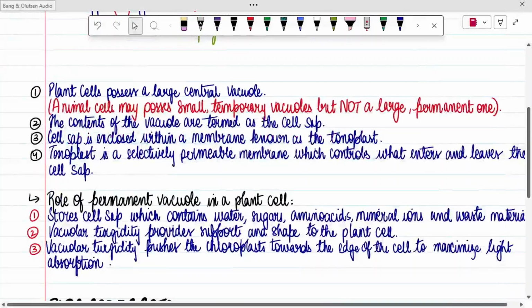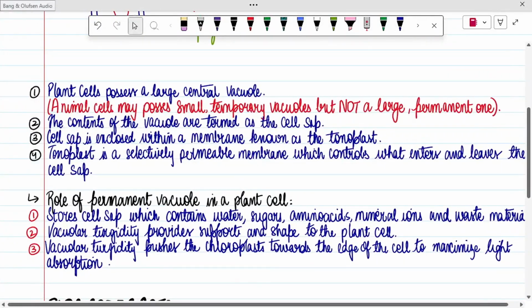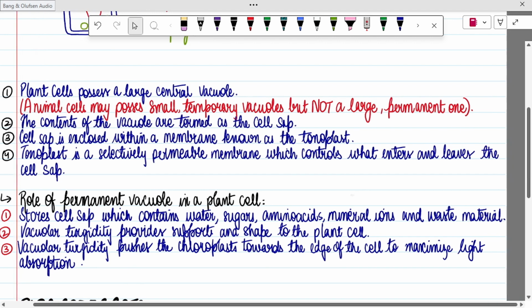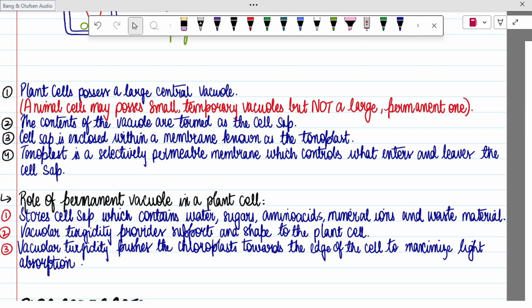Let's see the pointers. I've mentioned these down below as well. Plant cell possess a large central vacuole. Animal cell may possess small temporary vacuoles but not a large permanent one. The content of the vacuole are termed as cell sap. क्या बोलते हैं इसे? Cell sap. Cell sap is enclosed within a membrane known as tonoplast. Tonoplast is a selectively permeable membrane which controls what enters and leaves the cell sap. तो बिल्कुल आपके cell membrane की तरह it is a selectively permeable membrane.